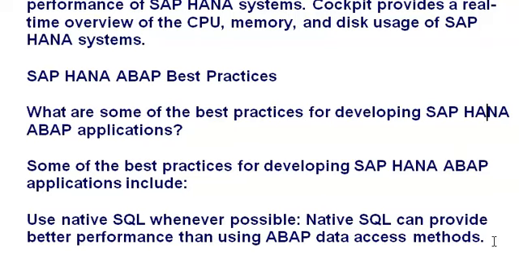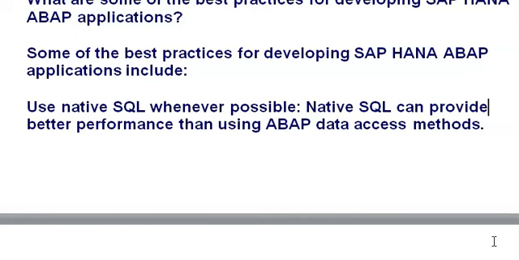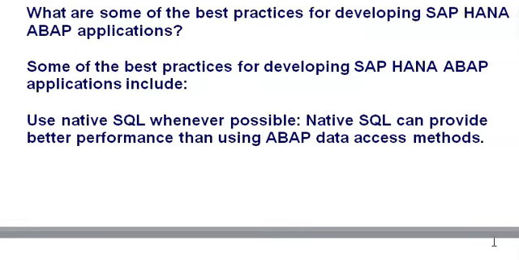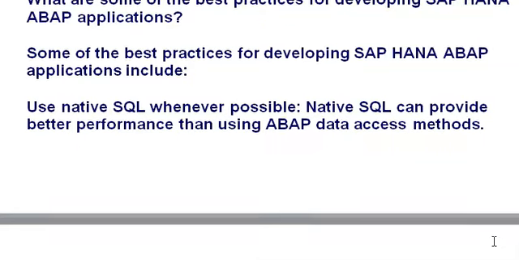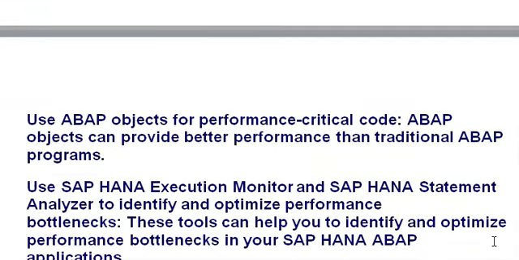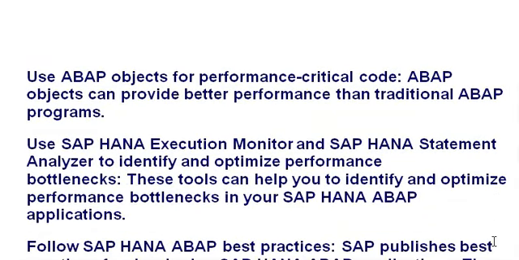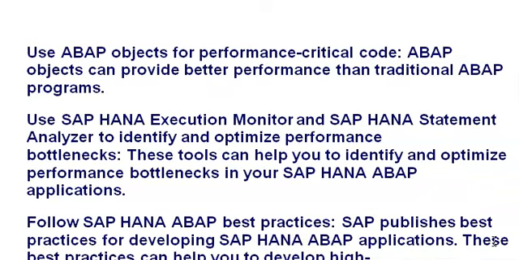Now, we're going to discuss questions related to HANA best practices. What are some best practices for developing SAP HANA ABAP applications? Some of the best practices include: use native SQL whenever possible. Native SQL can provide better performance than using ABAP data access methods. Use ABAP objects for performance critical code. ABAP objects can provide better performance than traditional ABAP programs.